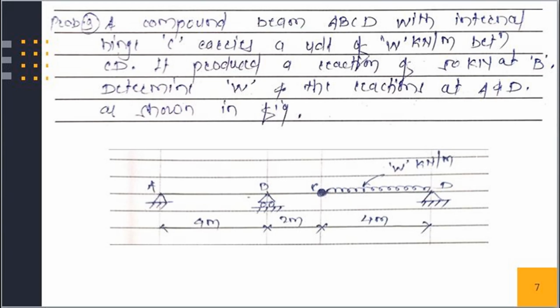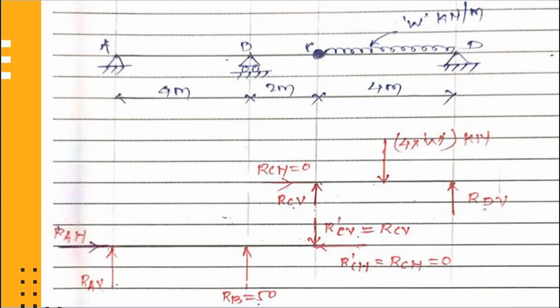In this problem, at point A and D there are hinge support, and at point B there is a roller support. Plane of roller support is horizontal, and at point C there is a hinge, internal hinge. First of all, we will consider beam CD, and after that we will consider beam ABC.